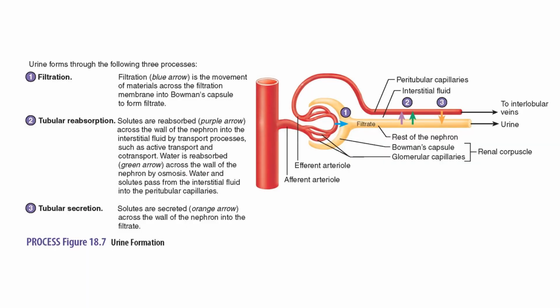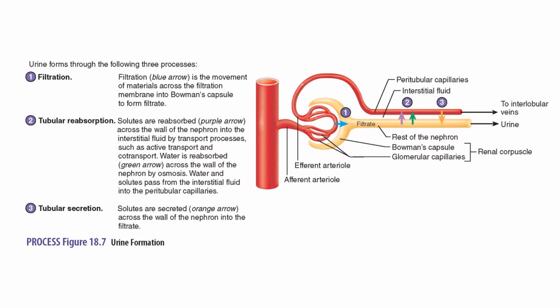So this one shows you the urine formation. The filtration part is represented by this blue arrow. This is the movement of materials across the filtration membrane into the Bowman's capsule to form a filtrate. In the tubular reabsorption, solutes are reabsorbed. This is represented by the purple arrow. From here, they will be reabsorbed across the wall of the nephron into the interstitial fluid by transport processes such as active transport and co-transport.